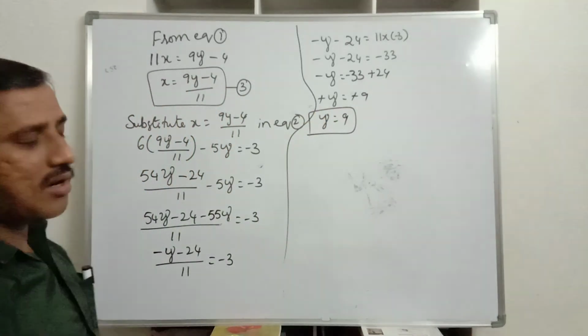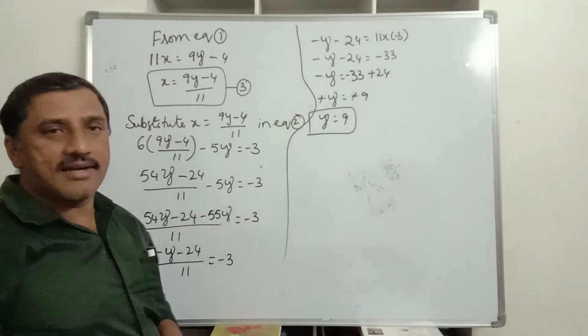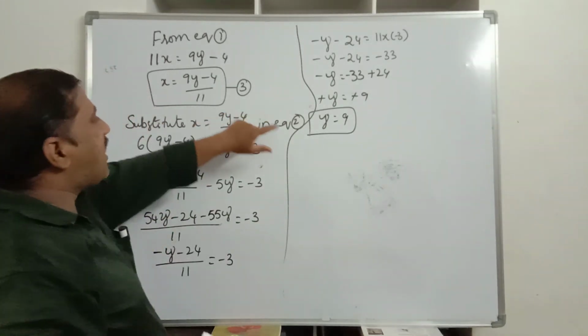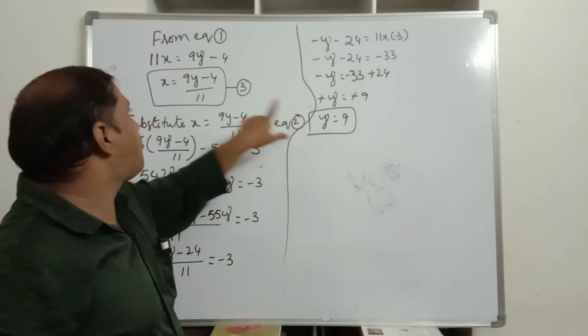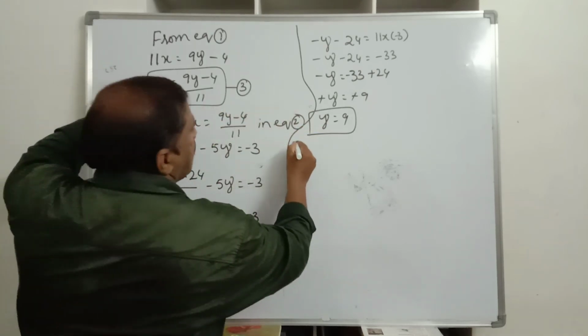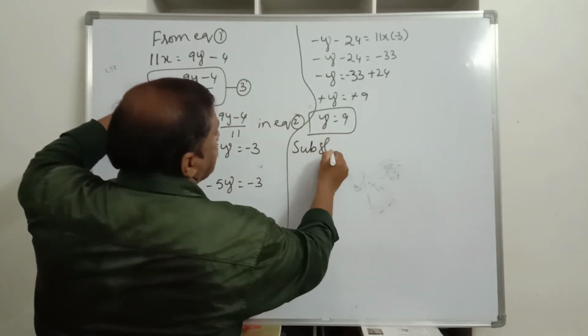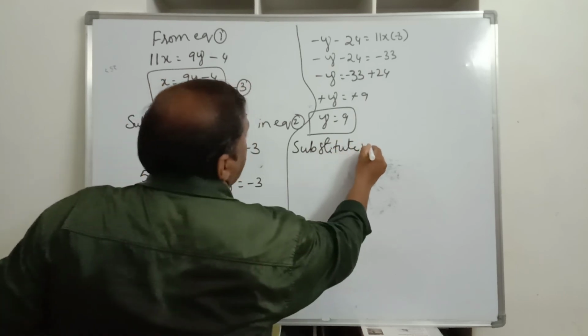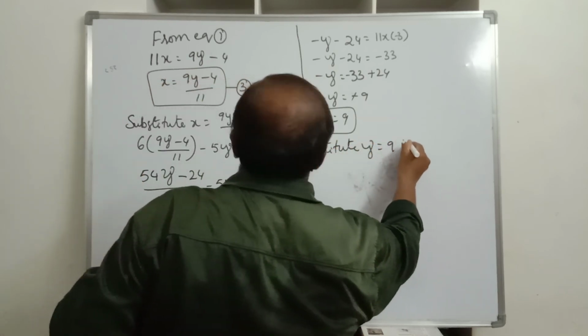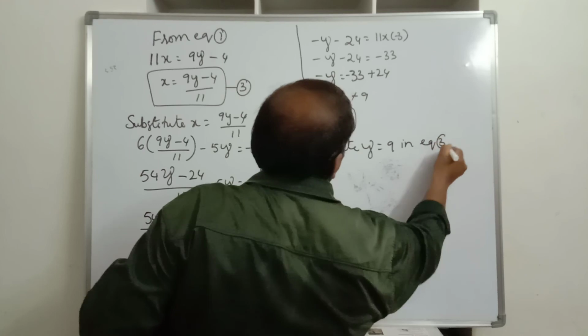Y is equal to 9, that is the denominator is 9. Now find x. To find x, substitute y is equal to 9 in equation 3. So what is equation 3?